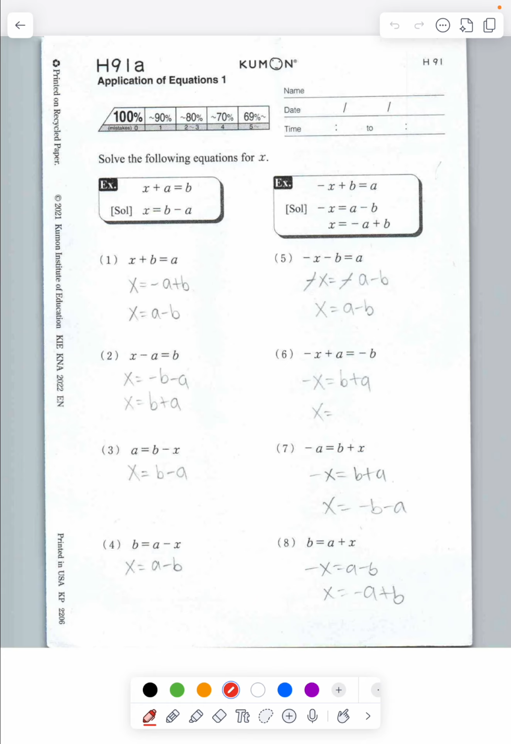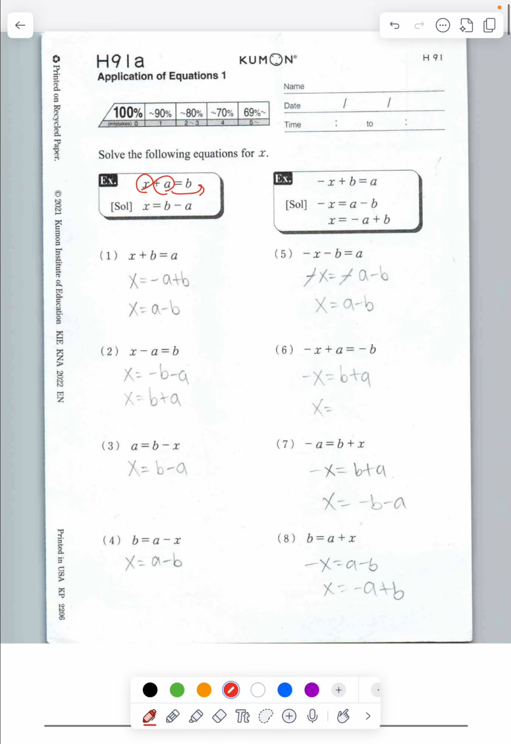Okay, so question number one, we have x plus a equal to b. And our solution is x is equal to b minus a. Do you know why we use b minus a? Right now we're trying to get the variable, right? And all we need to do is just move the a to the right side. So that's why it becomes b minus a.